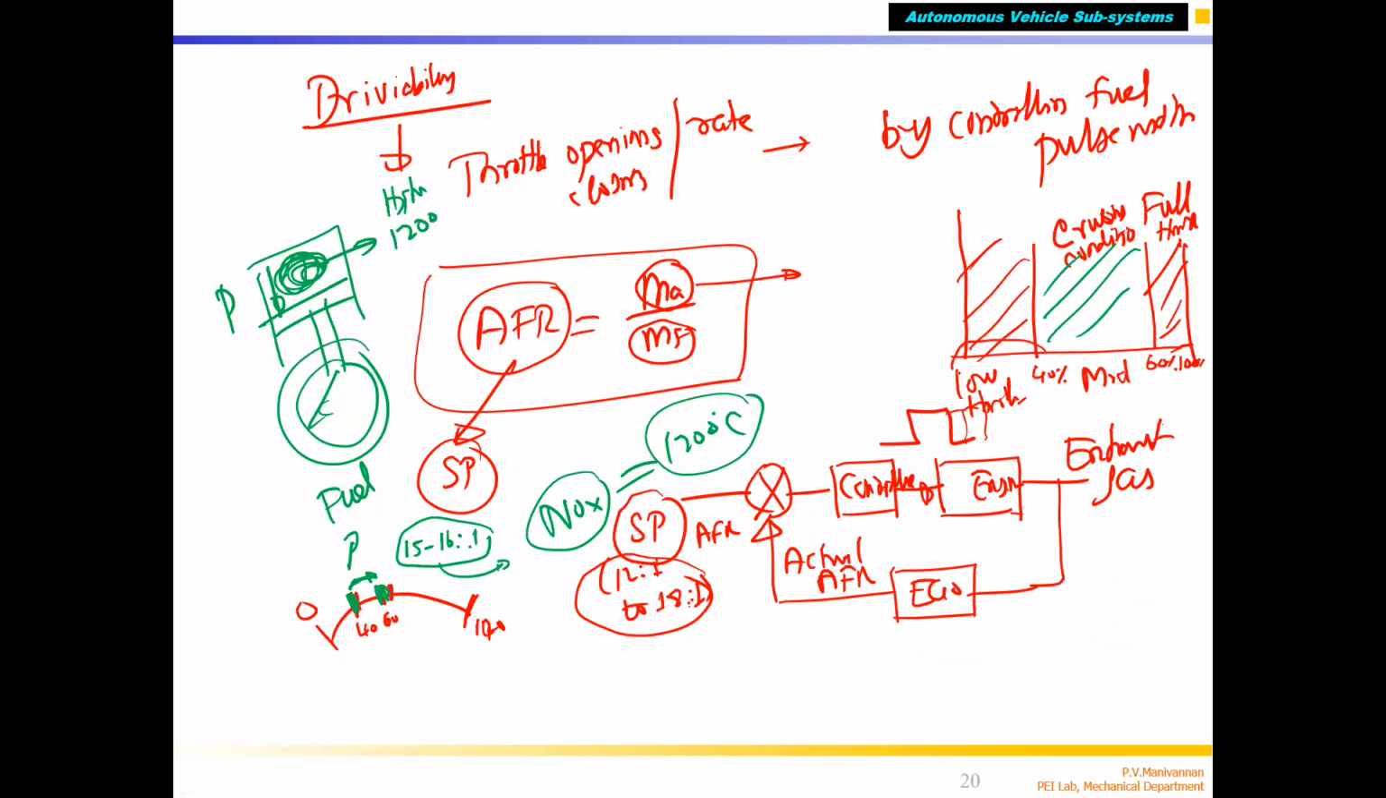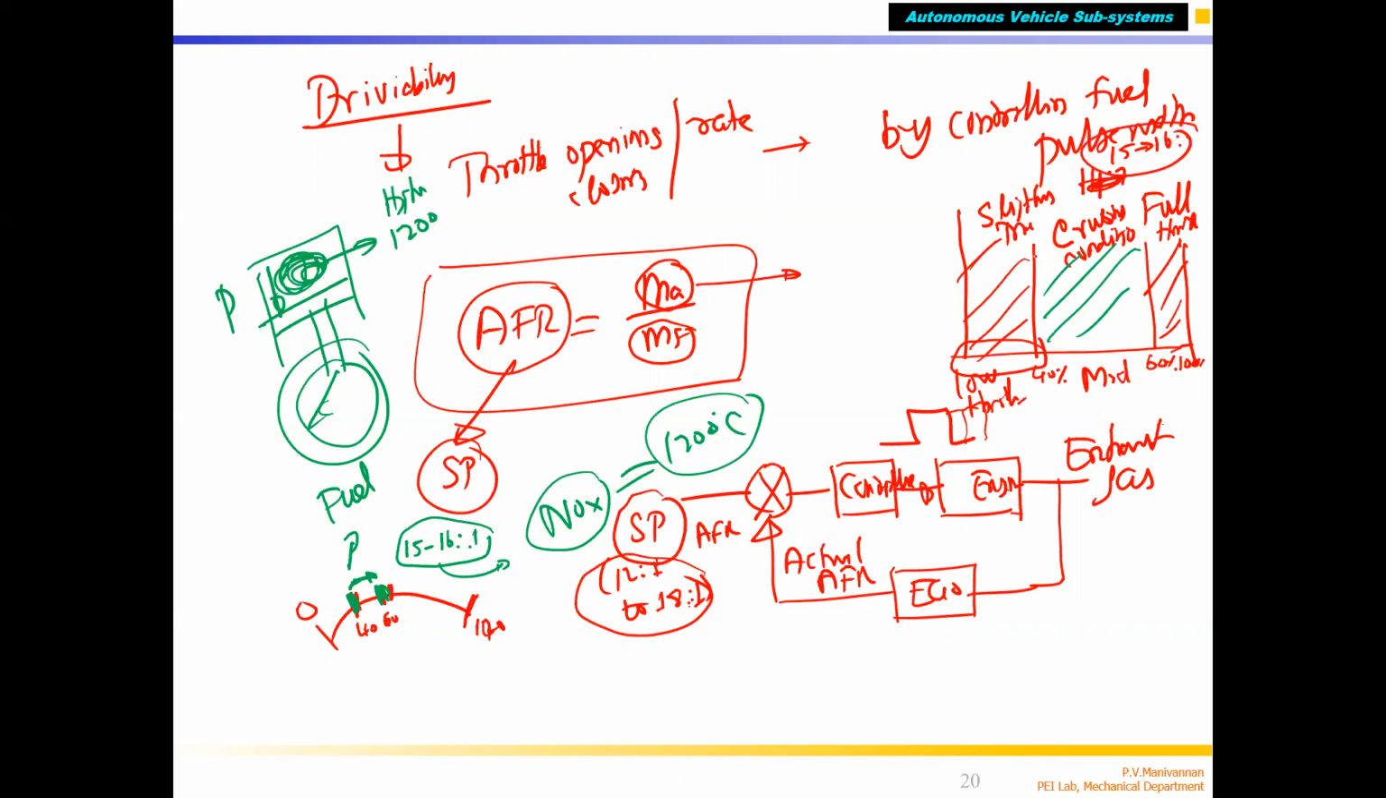If you are at a low throttle condition, generally it will be slightly rich. Low throttle condition, slightly rich air fuel. It's not 14.7. In cruising condition, generally it will maintain 14.7 or many times, as I told you, it will be around 15 to 16:1, correct?